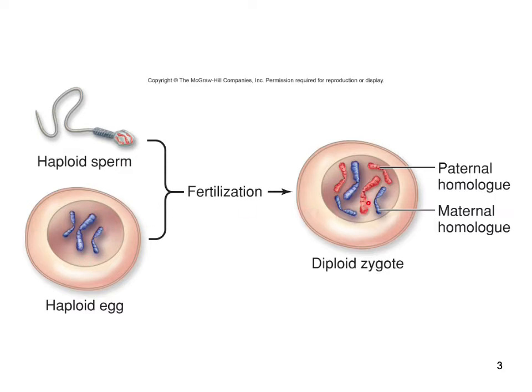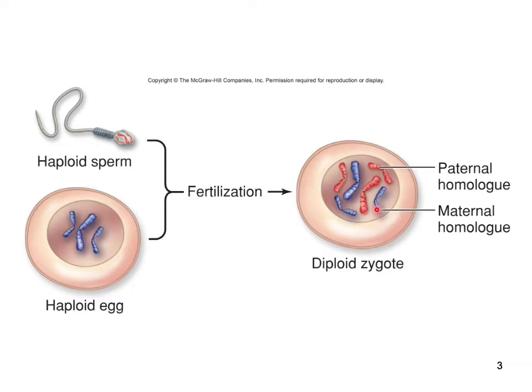When the sperm fertilizes the egg, the DNA from the sperm fuses with the nucleus of the egg, and now you have a diploid cell. And this diploid single cell is called a zygote. So zygote is the term we use for a fertilized egg. Just one cell, but it is now diploid due to fertilization.